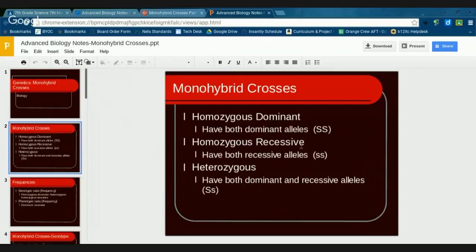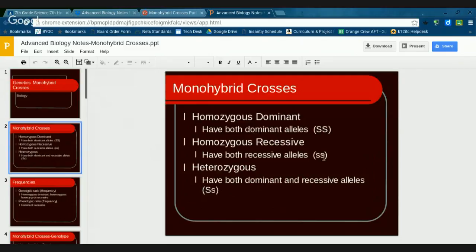If you are homozygous recessive, you are going to have both recessive alleles. That means you got the recessive gene from mom and from dad. In this case, it would be two lowercase letters. Again, I wouldn't use S. I'd use something where you can definitely tell the difference between capital and lowercase, instead of the S's that I so poorly chose.